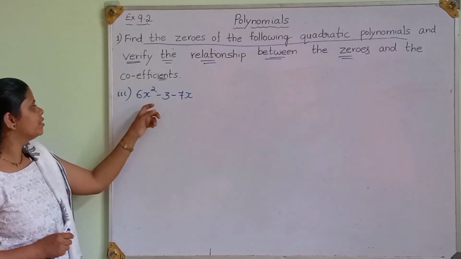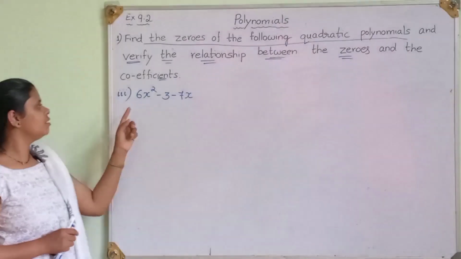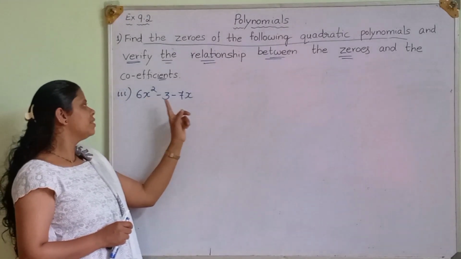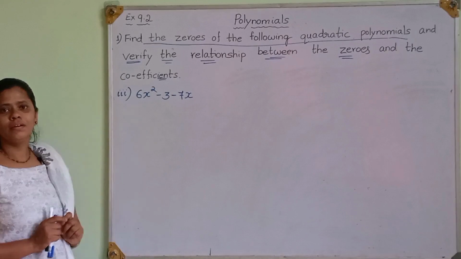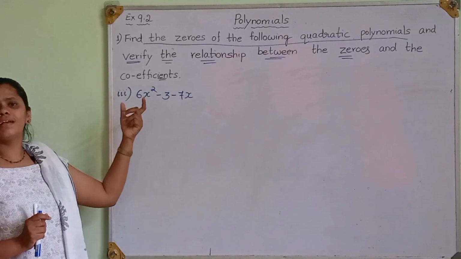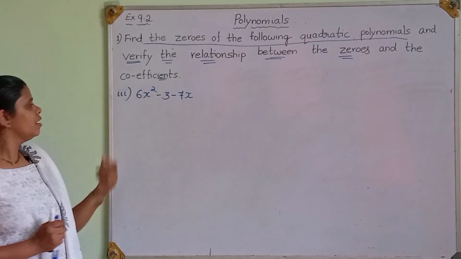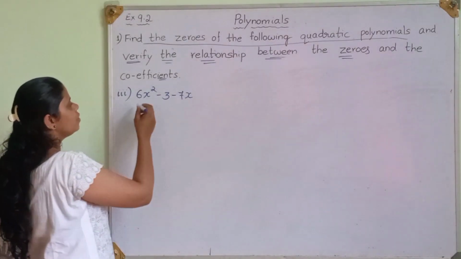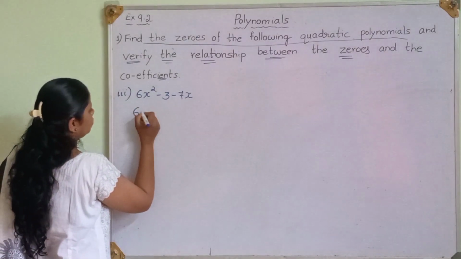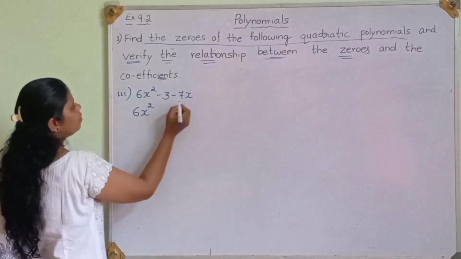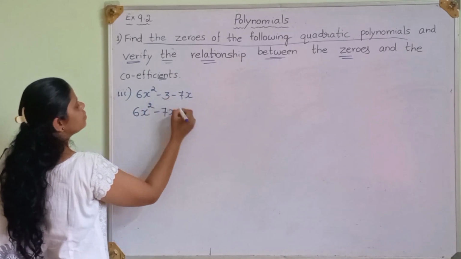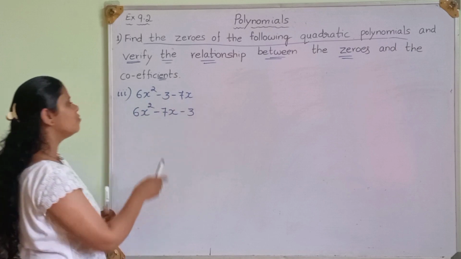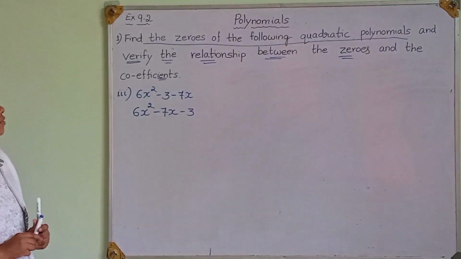Now, let us solve question 3. Look at this question: 6x square minus 3 minus 7x. It is not in order, meaning it is not in the form of ax square plus bx plus c. So, let us write it in order: 6x square minus 7x minus 3. Now it is in order.